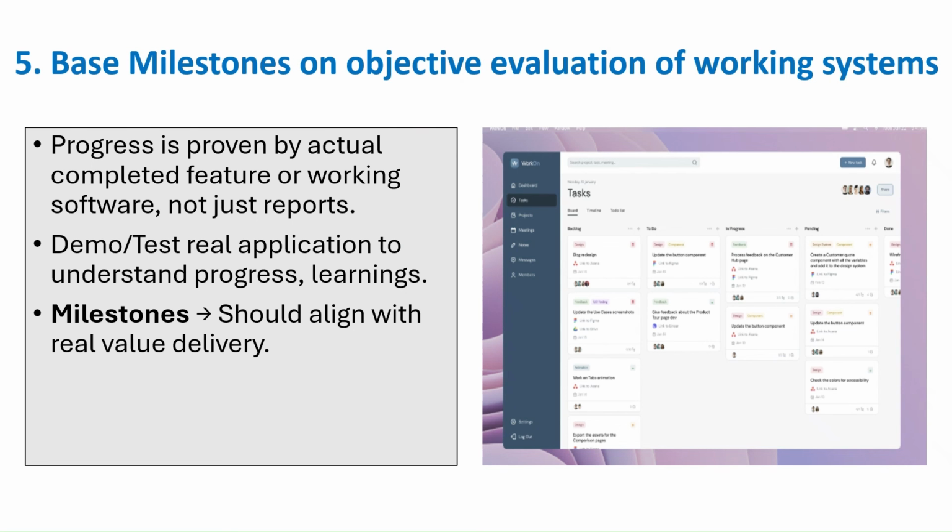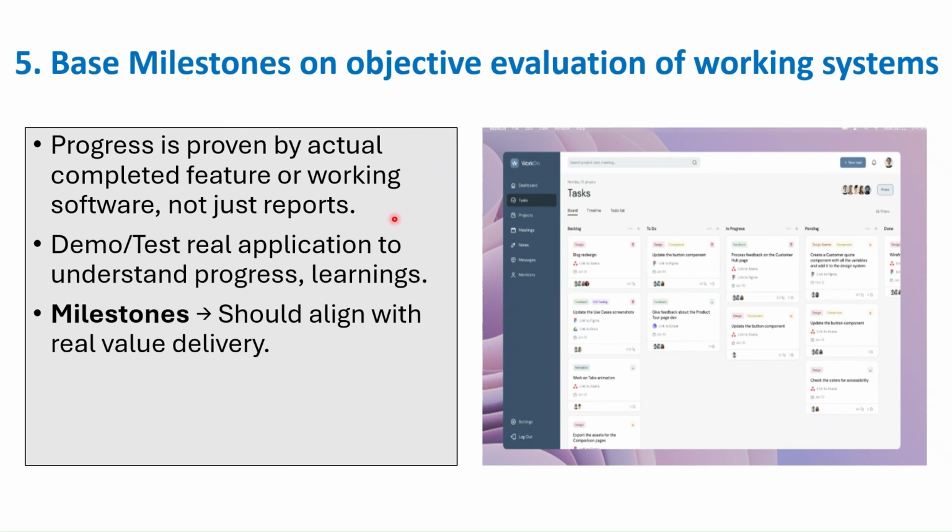Fifth principle is about base milestones on objective evaluation of working system. So in a traditional process, what used to happen was, we used to have phases. So the requirement was one phase, and the output of that phase was one of the milestones, that requirement is signed off. Similarly, for the design, one of the milestones was design is signed off.